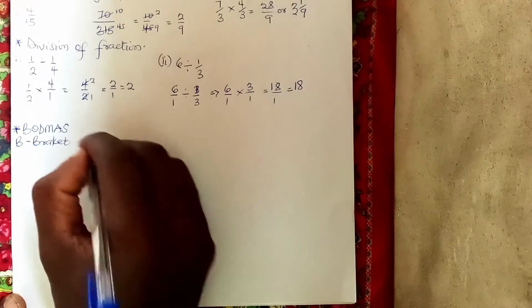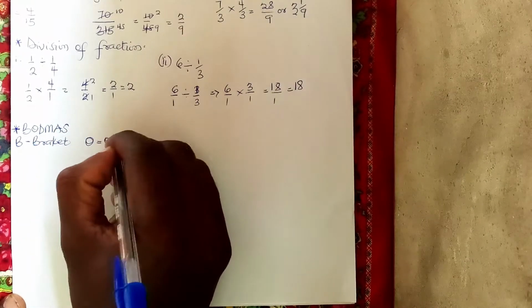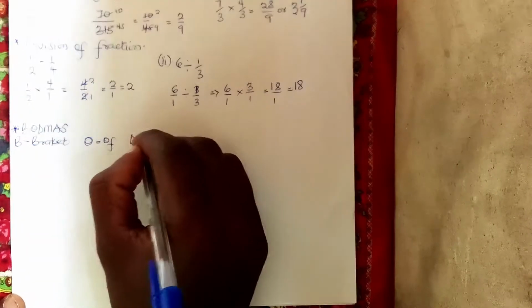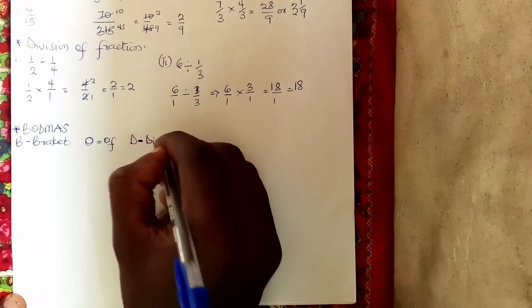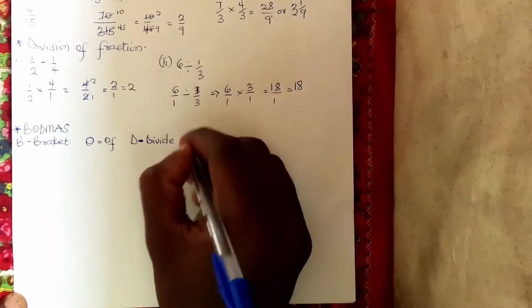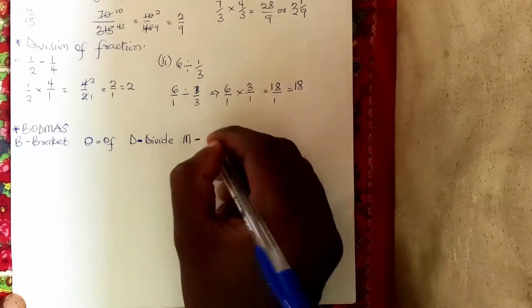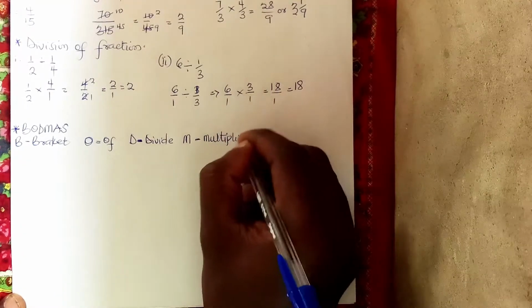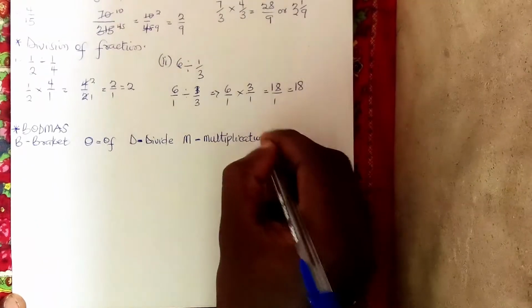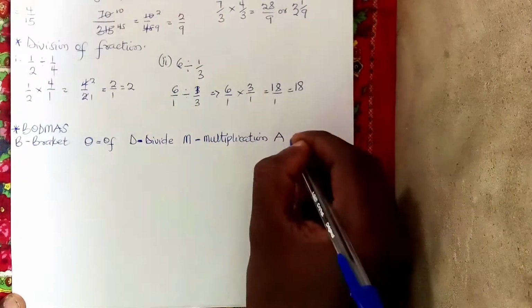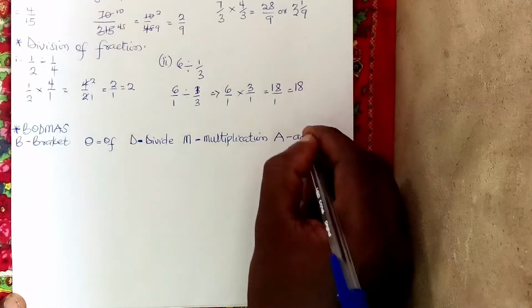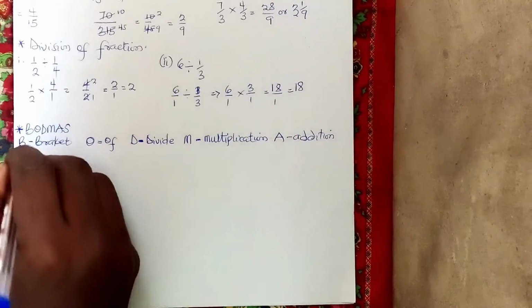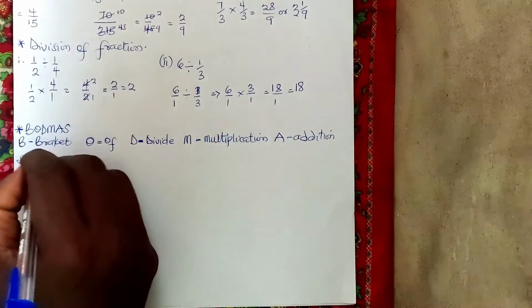We have O for of. We have D, division. We have M, multiplication. We have A, addition. And S, subtraction.